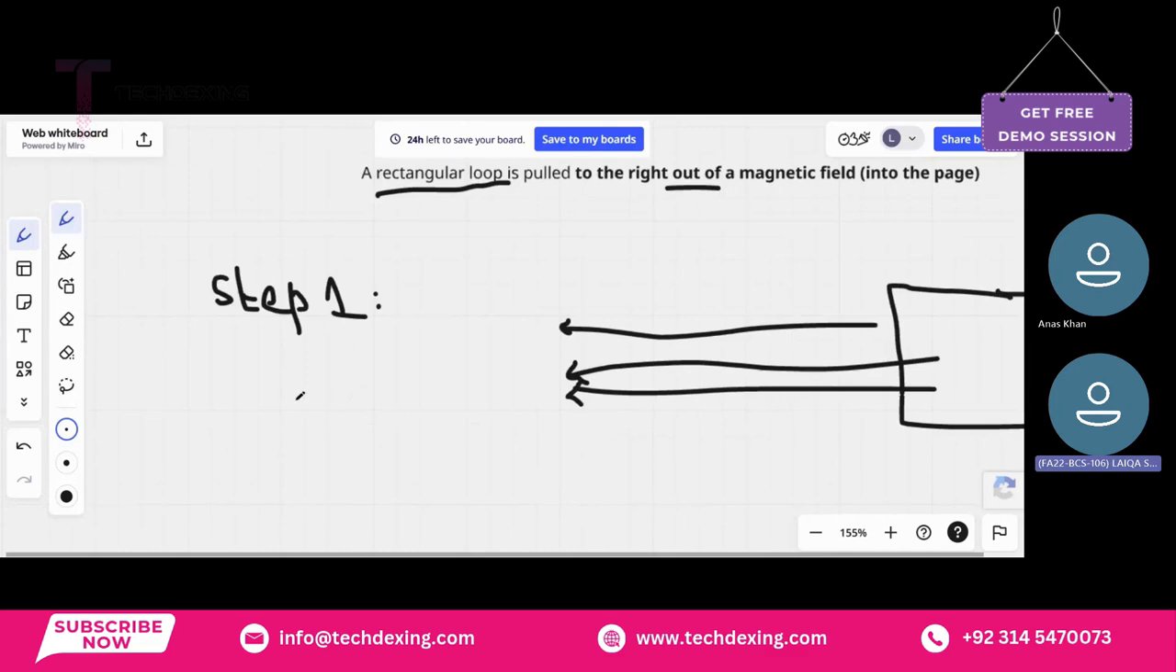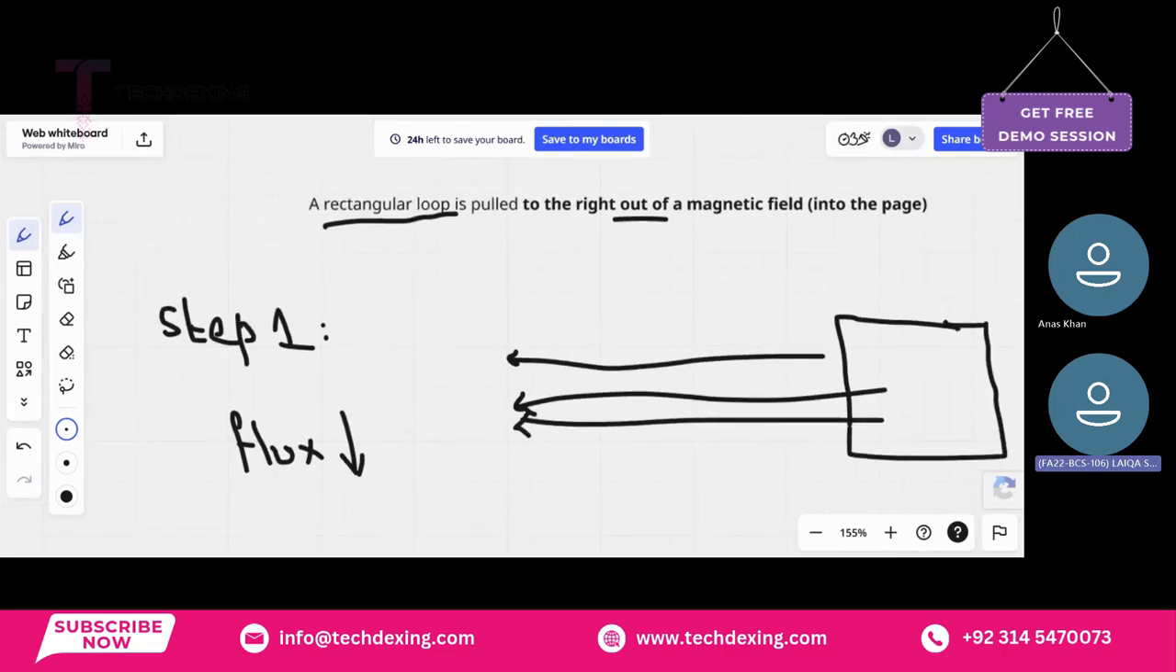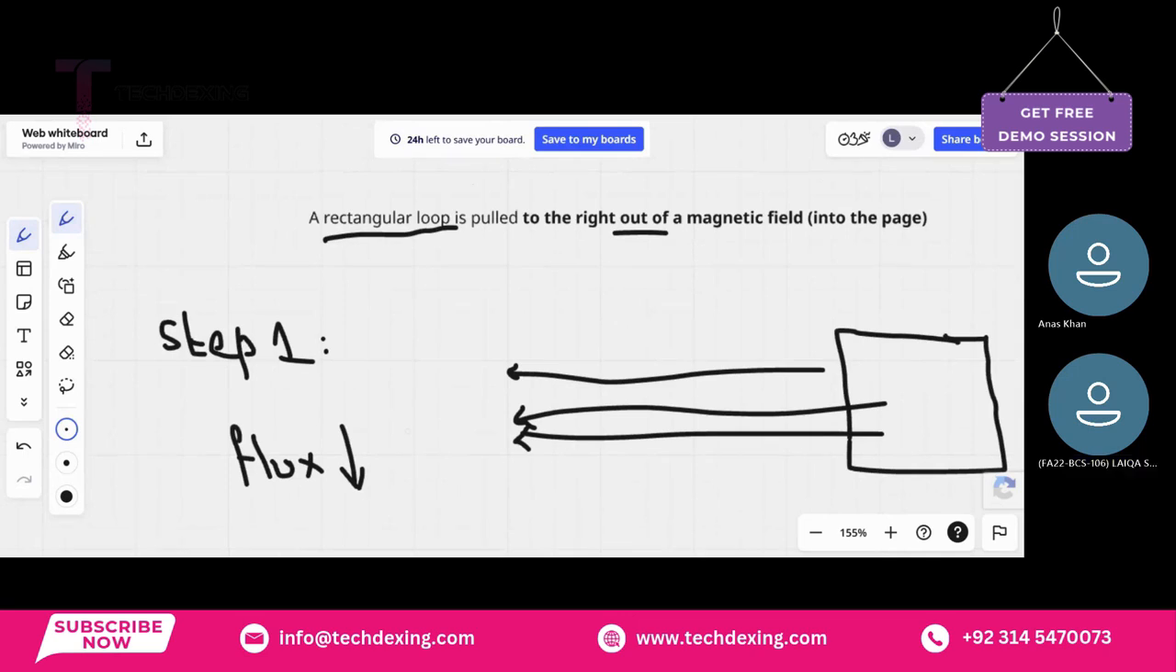Okay. The flux is decreasing. After this, we identify what would be the direction of the induced magnetic field. This is the actual magnetic field in which the loop is present. But when the flux decreases, what will happen? The system always opposes the change. It will oppose this change of decreasing the flux, so it will try to increase the flux.